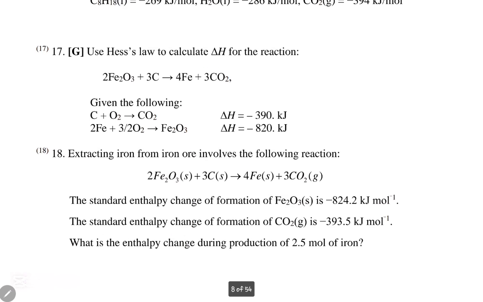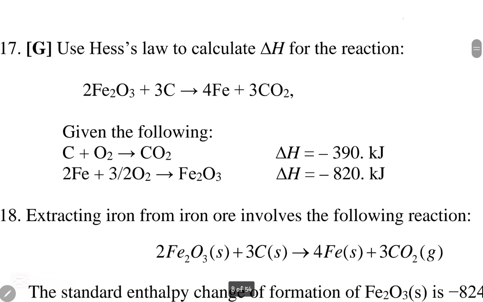Use Hess's law to calculate delta H for the reaction. How do we use Hess's law? Okay, basically, look what I like to do. I like to say, I have this as a reactant, so everything in yellow is a reactant. Everything in red is a product. So from what I have, I should have my yellow to be exactly the same reactants and my red to be exactly the same product. So let me start with my reactant.